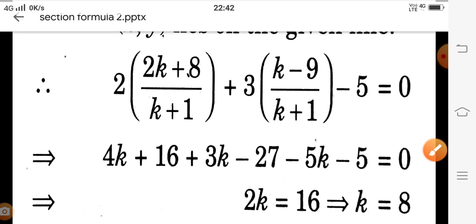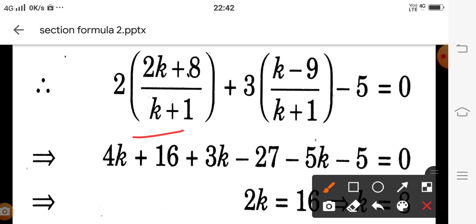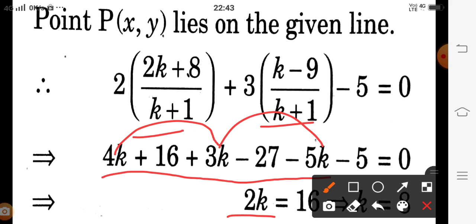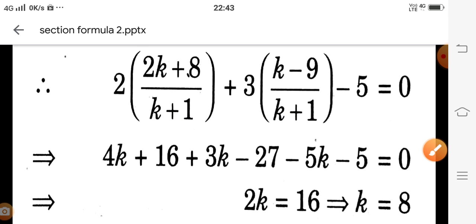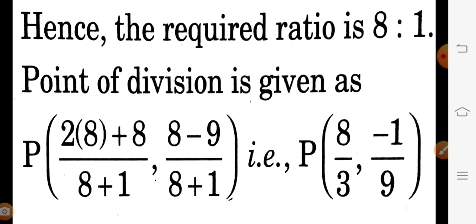Then what we are getting? The equation is 2x + 3y - 5 = 0, and I am just putting the values of x and y here, and on solving we are getting a linear equation, and on solving the like terms, 4k + 3k = 7k, minus 5k, we are getting 2k, and on taking the numbers to the other side, 27 + 5 you are getting 32, 32 - 16 we are getting 16, minus 16, if you take 16 to the other side we are getting 2k = 16 and k = 8. Now the ratio we have is 8 ratio 1.